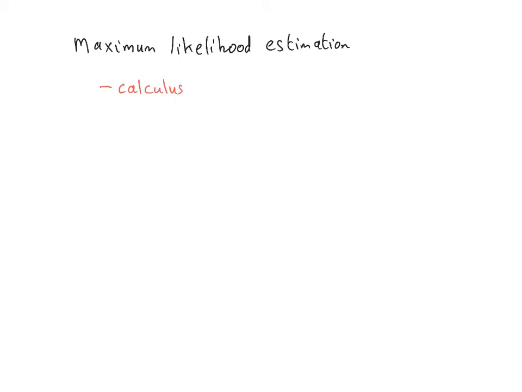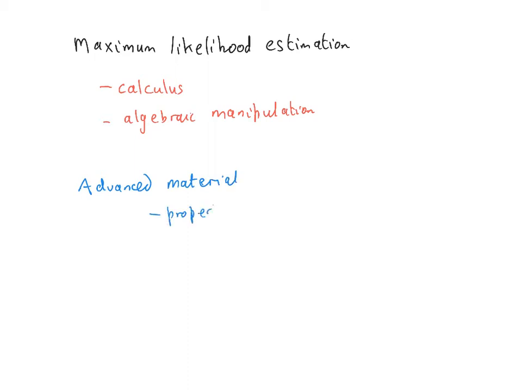So there's going to be calculus in this podcast, and there's also going to be quite a bit of algebraic manipulation. So there's quite a few things that are going to go on. And at the end of the podcast, there's going to be some advanced material. This advanced material is going to be on the properties of maximum likelihood estimates, and it will link these very briefly to the idea of confidence intervals.